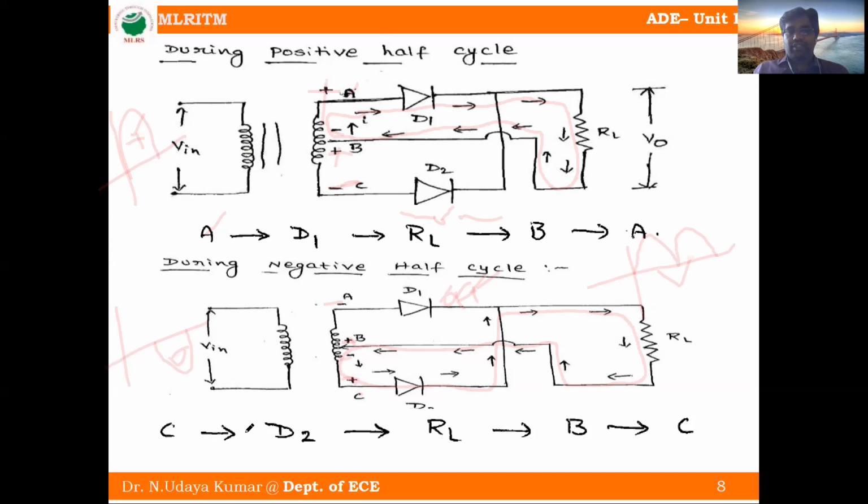Okay, so this is the path: C to D2, D2 to RL, RL to B, B to C. In both cases, current passes through RL only. We will get the output, positive cycle and negative cycle, both times we are getting output voltage V0.